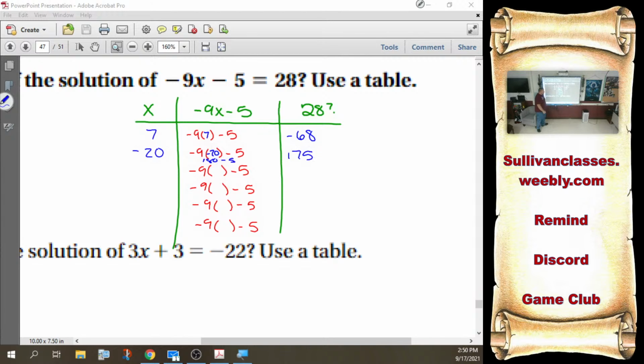Well, I know that 28 is between those two numbers. So I know it's somewhere between here. Which one is it going to be closer to? Closer to this one, right? Because 28 is closer to negative 68 than 175. So let's try, you know what? Let's just try like 1.